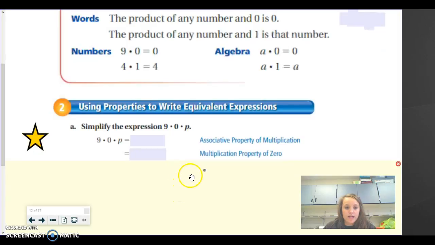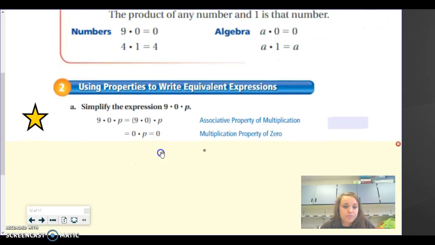Okay. Moving on to some examples down here. We are going to use the associative property of multiplication because we're actually going to solve 9 times 0 first. So first I do that in my head, and I know that 9 times 0 is going to be 0, and 0 times any number, regardless of what it is, is going to be 0.